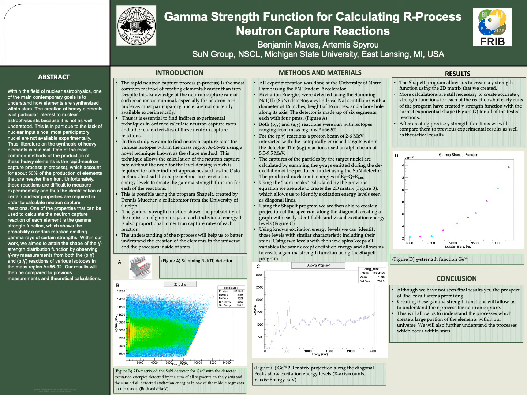Thus far, we have created a gamma strength function for 11 different reactions. Although more calculations must be done to create an accurate gamma strength function, the shape and orientations of the preliminary functions seem promising. The preliminary gamma strength functions for germanium-74 is seen in Figure D.